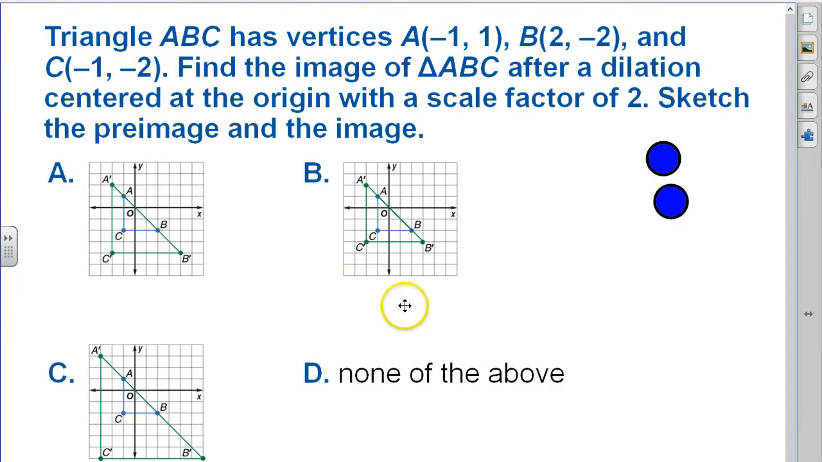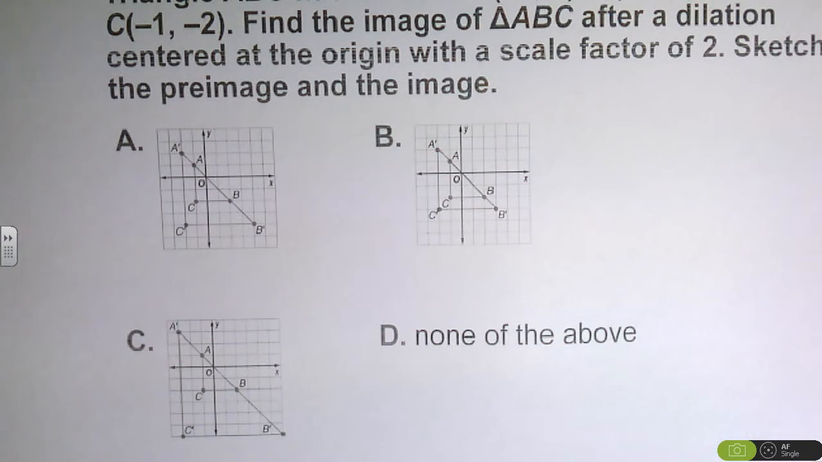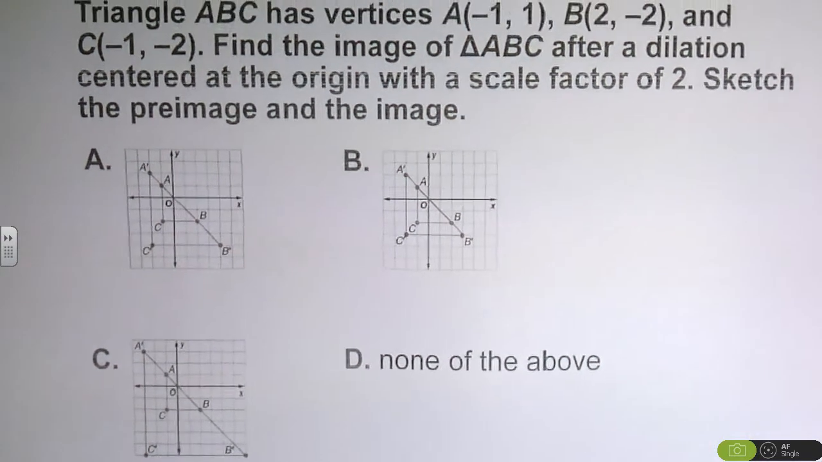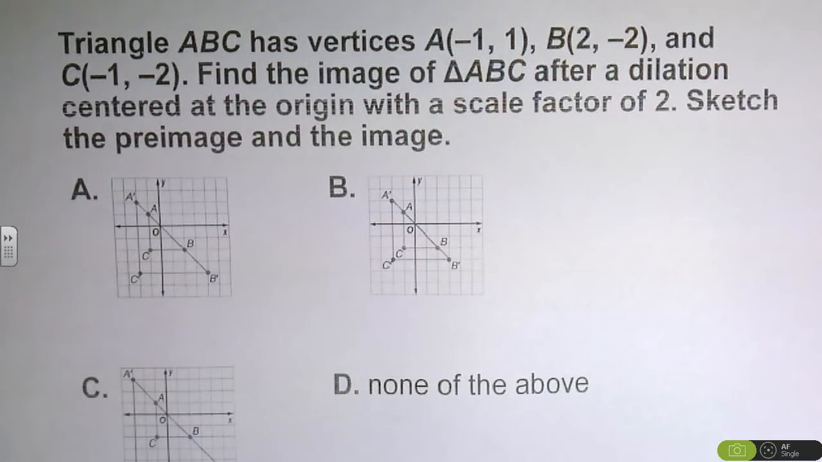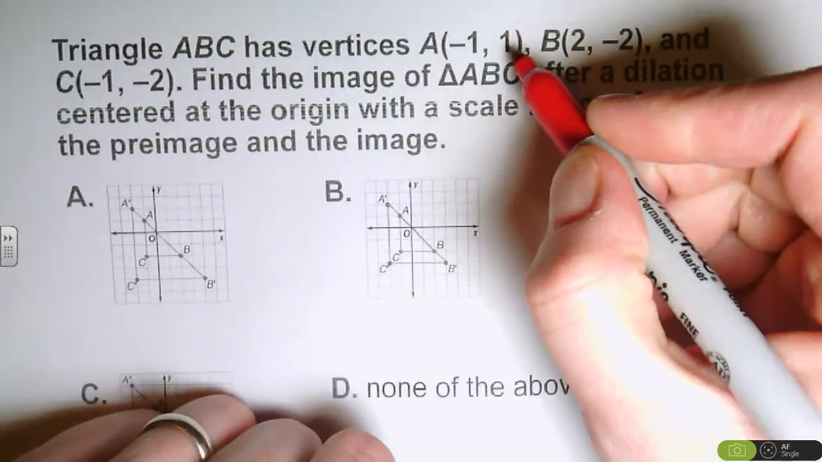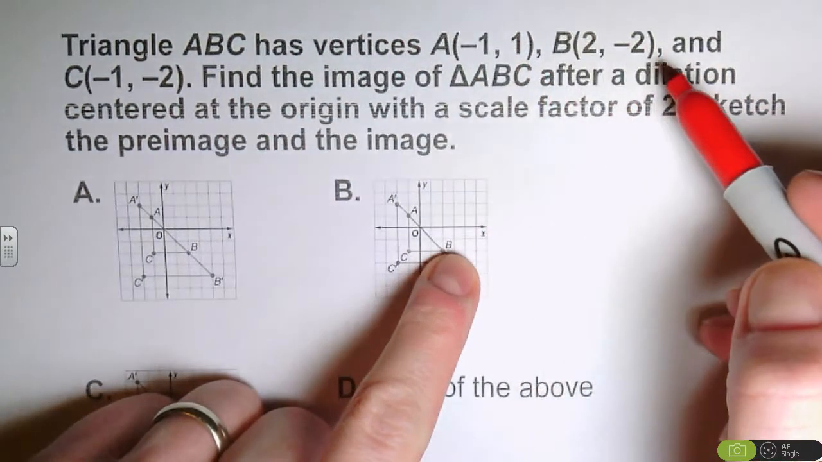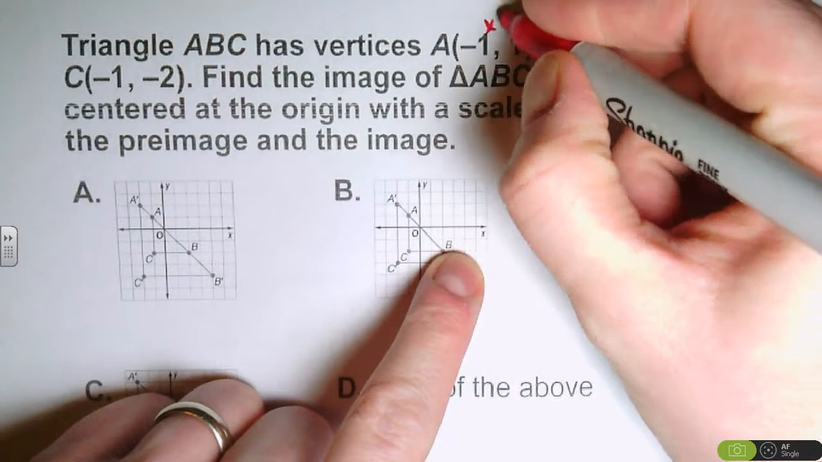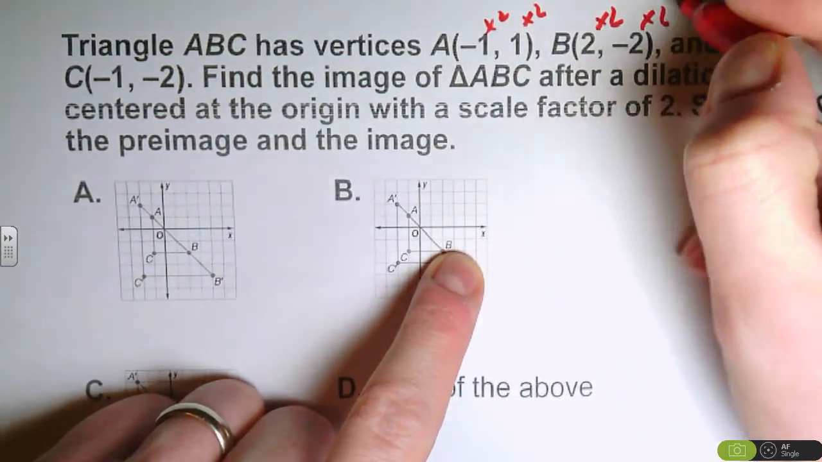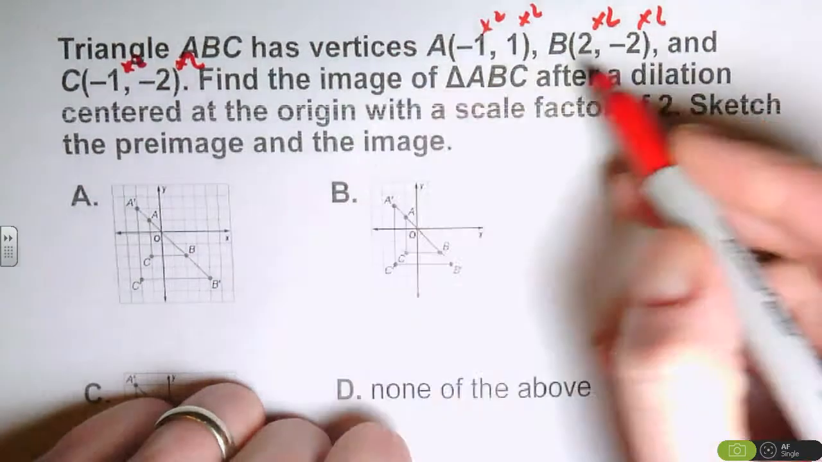Okay, so here's the example. Which one of these three, or maybe none of them at all, but which one of these three is a dilation of a scale factor of 2 for A, B, C? Okay, so A is at negative 1, 1. B is at 2, negative 2. C is at negative 1, negative 2. So in order to get a dilation of 2, multiply all the x and y's by 2, because again, we're going from the origin.